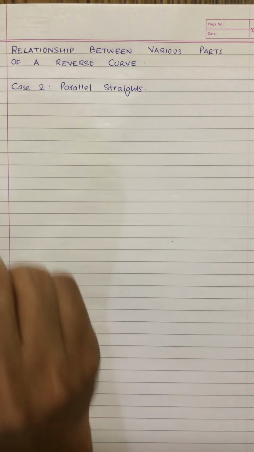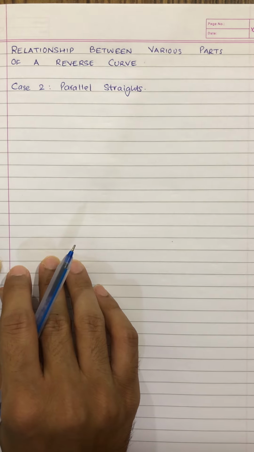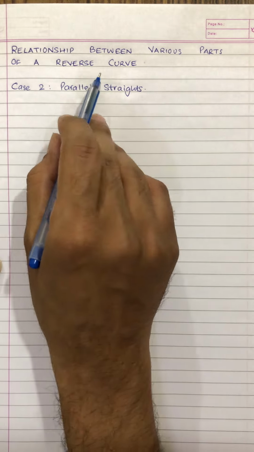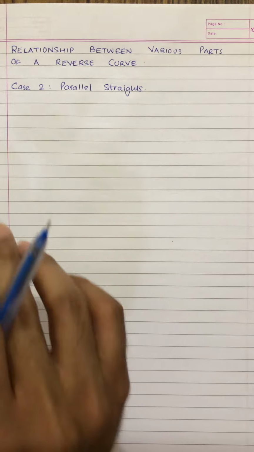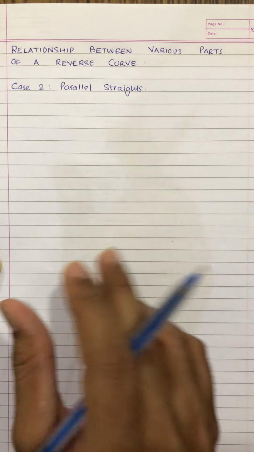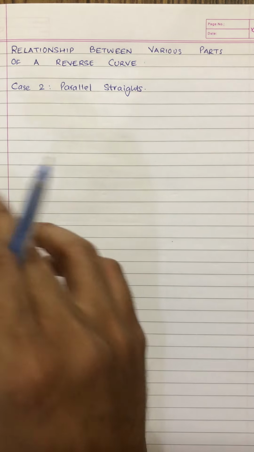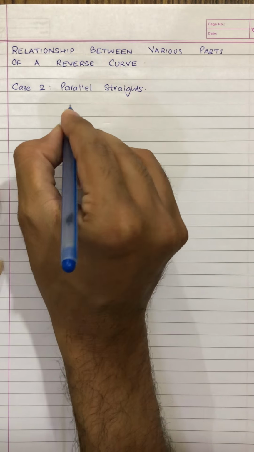In the previous videos, we had discussed the relationship between various parts of a reverse curve. In that, we had discussed the case 1a and case 1b. Today we will discuss the case 2 for parallel straights. Now we know that a reverse curve is used when the straights or the tangents are parallel to each other and do not intersect. So we can insert a reverse curve in between them.